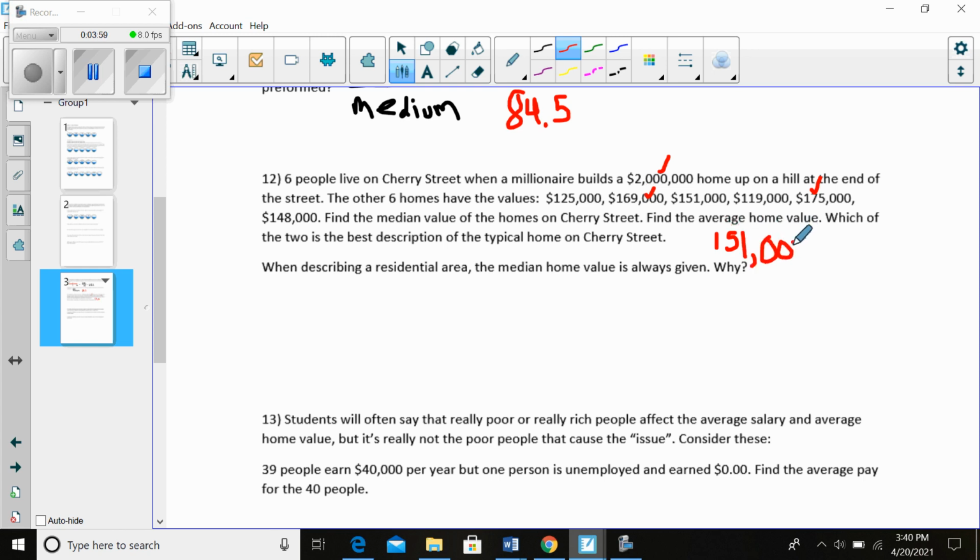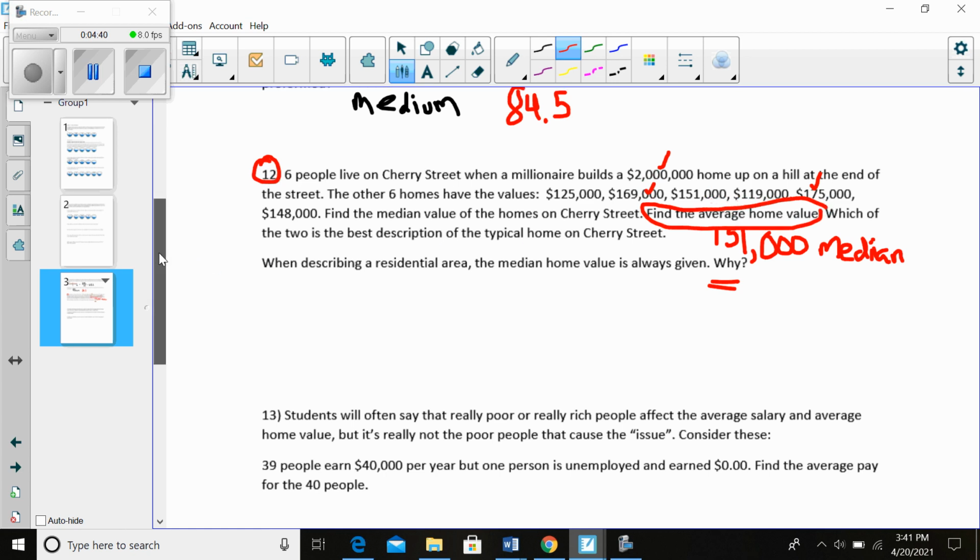Okay, that's the median. What you're going to notice when you compute the mean is that the mean ends up being very misleading, right? Because that rich person, that extreme value, was able to pull the average way up in a way that distorts what the data really says, right? As far as the value of a typical home on Cherry Street. Okay, so we've answered this part of the question. So for your participation, all you have to do is find the average home value. Okay, that's all you have to do for 12.